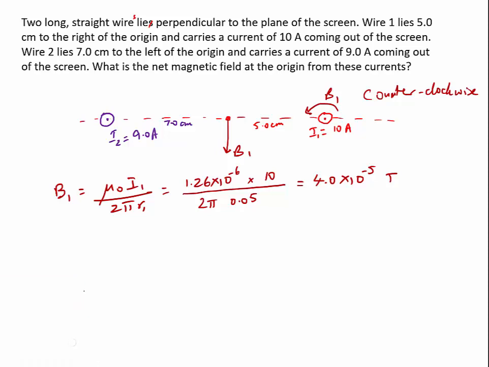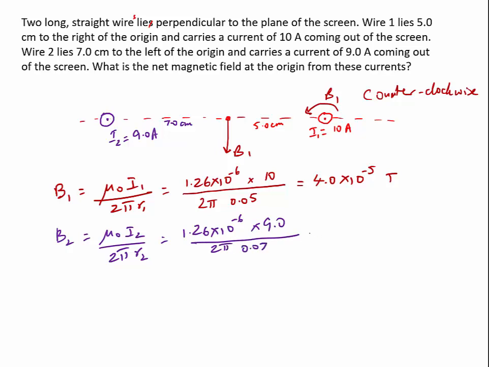Next, using the same method, I can figure out B2, mu naught I2 over 2 pi R2, which would be 1.26 times 10 to the negative 6 times 9.0 divided by 2 pi times 0.07 meters. And this will give you 2.6 times 10 to the negative 5 Tesla.